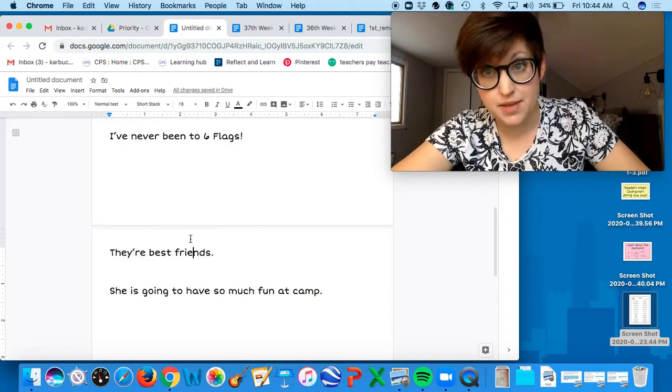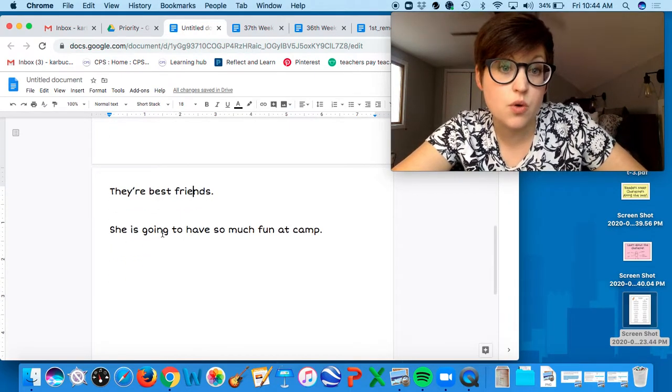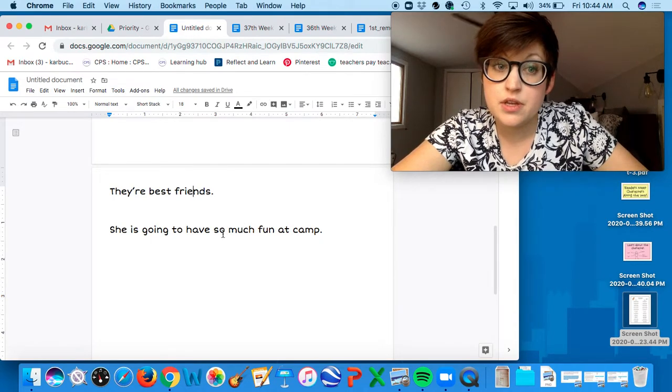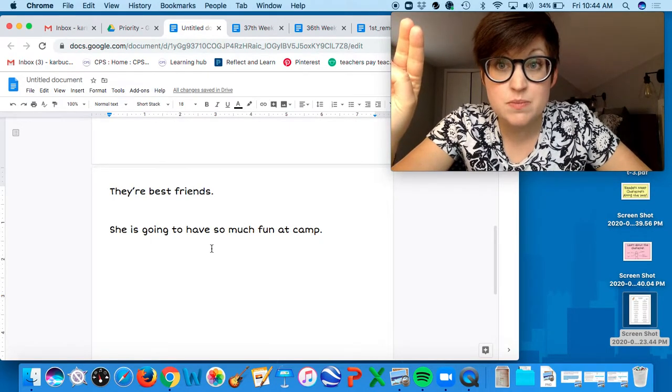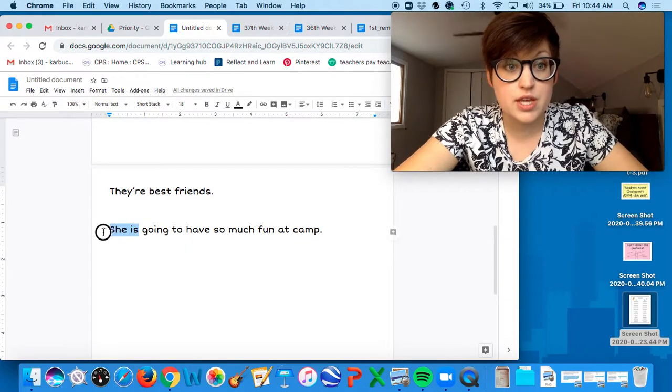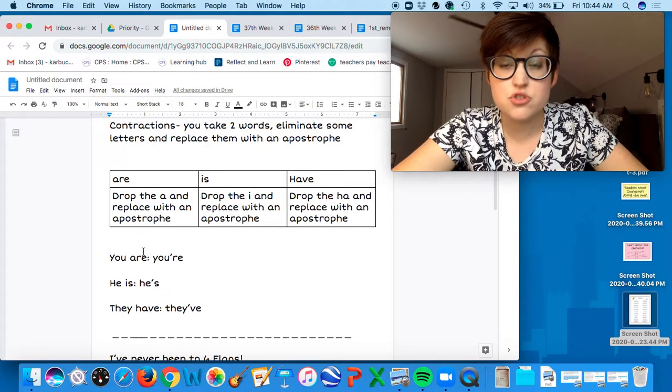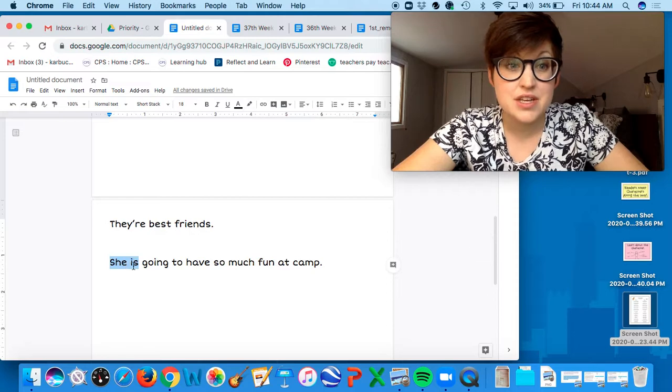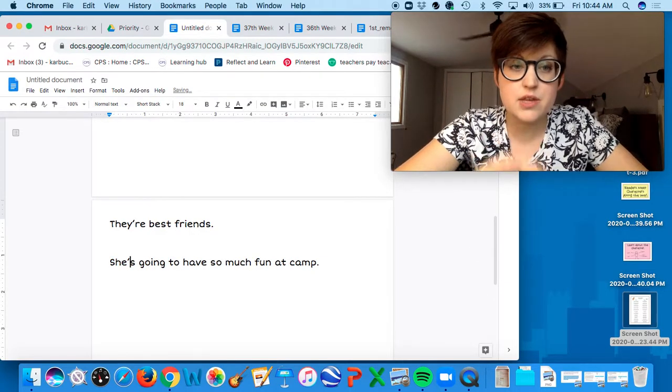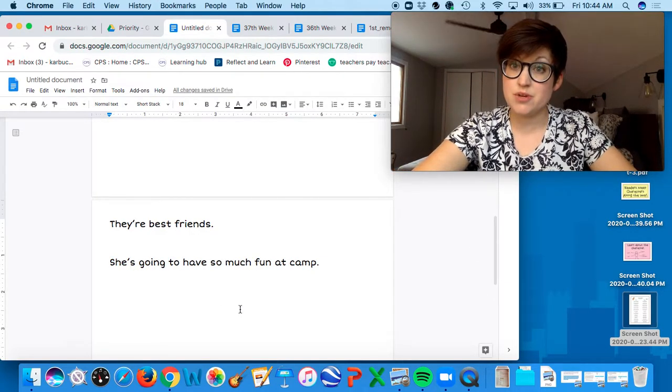Then our last one, she is going to have so much fun at camp. Say the two words that can be my contraction. Good, she is. And for my is, all I have to do is drop the I and replace it with an S. So I'm going to take away that I and then replace it with an S. She's going to have so much fun at camp.